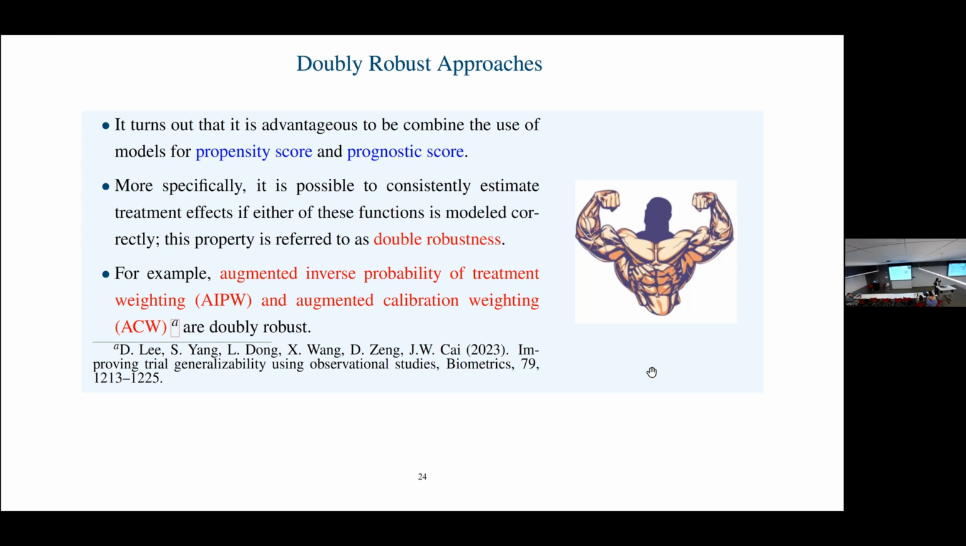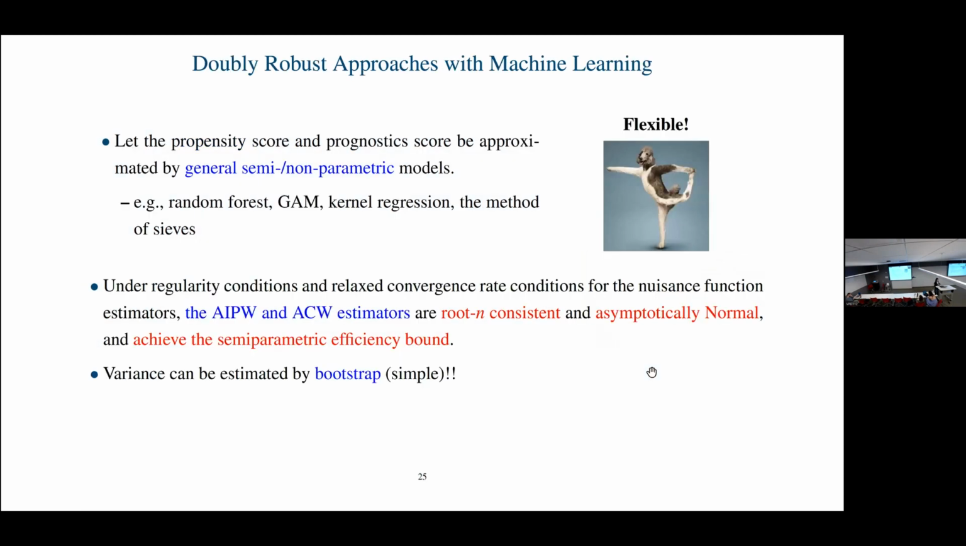Okay, so you have two arms to be strong. And the method can be very flexible, in the sense that we can be very flexible in choosing models for the propensity score and also for the prognosis score. We can use semi-parametric, non-parametric, or even machine learning approaches for the two scores. For example, random forest, generalized additive models, kernel regression, and methods of sieves.